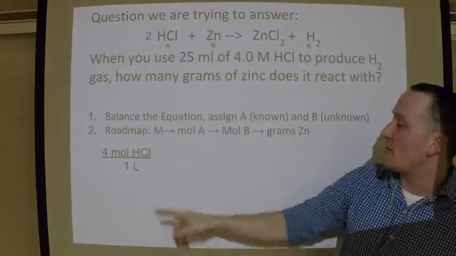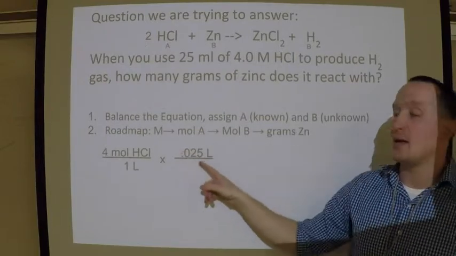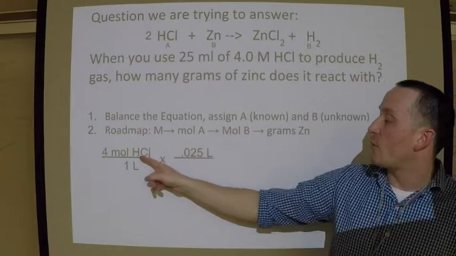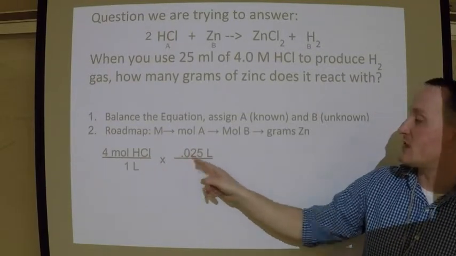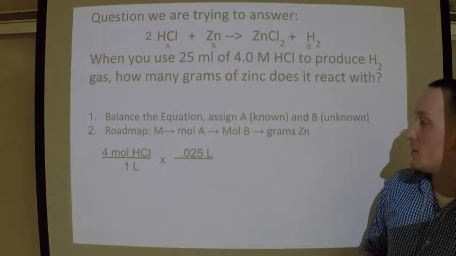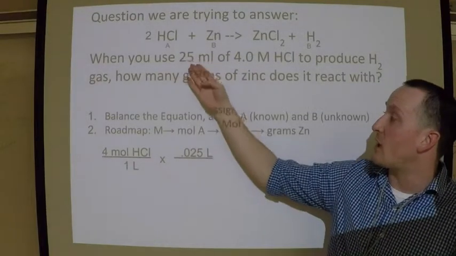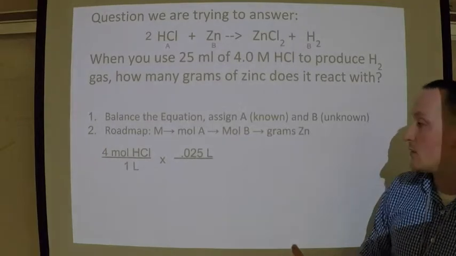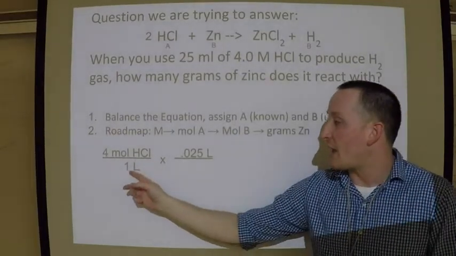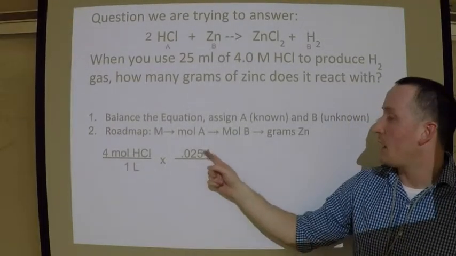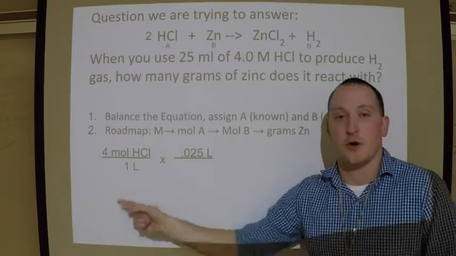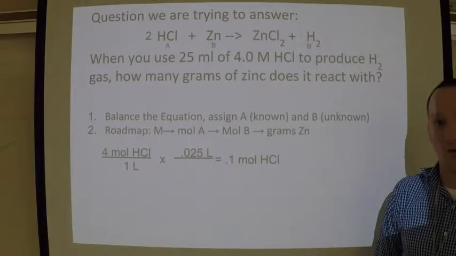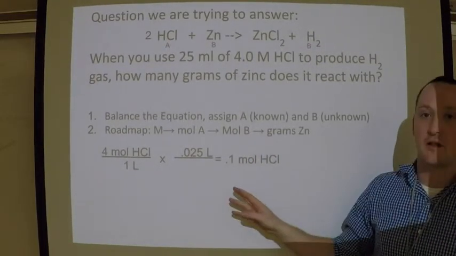So what I'm going to do is multiply again by liters. Notice how when I take my 4 moles of HCl for every 1 liter times 0.025 liters, which is the volume that it gave me in the problem. Again, I was given milliliters, but I had to change that to liters by dividing by 1,000. So notice how I have liters on the bottom here and liters on the top here. Those liters are going to cancel, and the only thing left is my unit of moles. So this is how many moles of HCl I have.